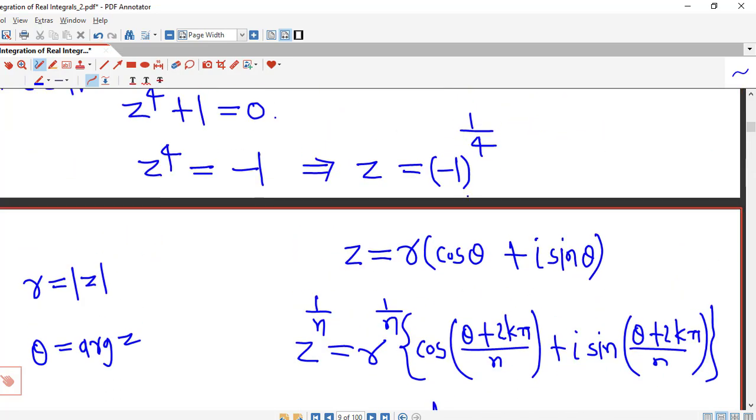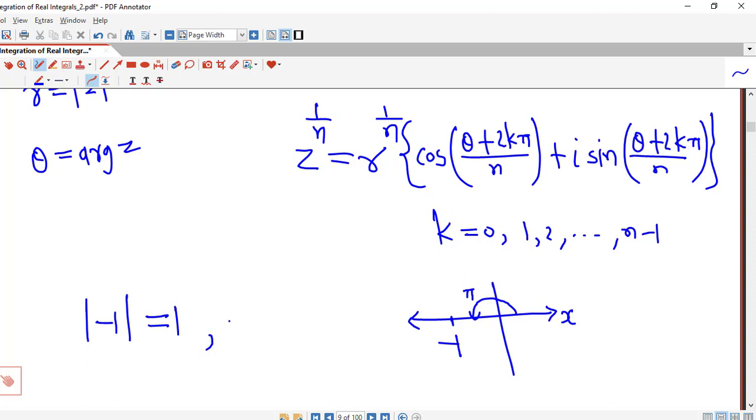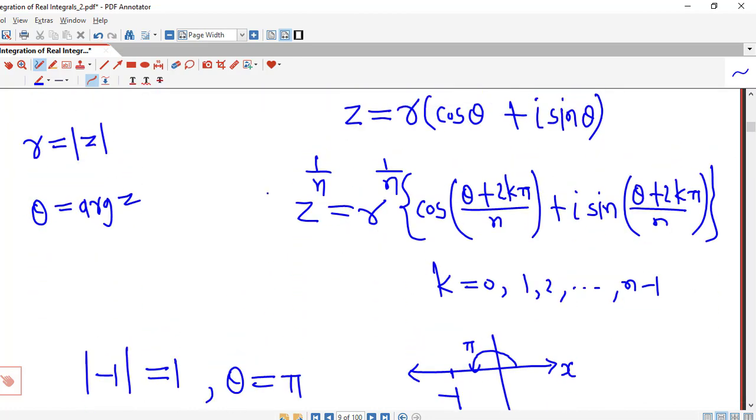So here we are interested in the fourth root of minus 1. First we find the modulus of minus 1. The modulus of minus 1 is obviously 1, and minus 1 is on the negative x-axis. If we measure the angle with the positive x-axis, this angle is pi, so we have theta equal to pi. So in this case r is 1 and theta is pi, and n equals 4 because we are interested in the fourth root.